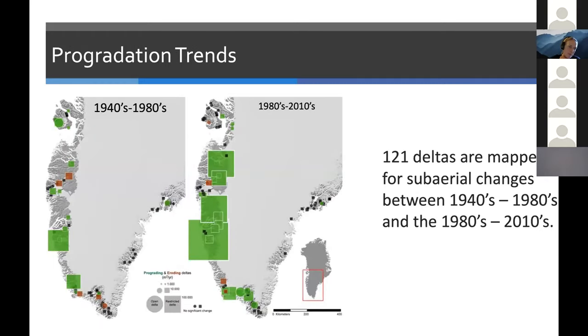To put that in map view, there was already progradation from the 1940s to the 1980s. These are deglaciating systems. They always get sediment and are active. And so they were doing this early on. But then there's quite a jump in progradation rates when you look at this later period.